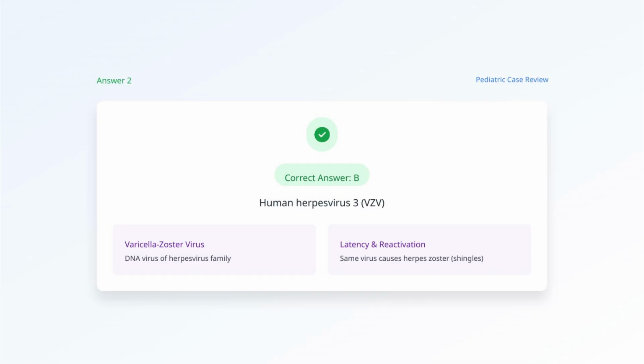Chickenpox is caused by human herpes virus 3, also known as varicella zoster virus or VZV. This DNA virus belongs to the herpes virus family and establishes latency in sensory ganglia after primary infection. Later reactivation of this virus causes herpes zoster, commonly known as shingles.